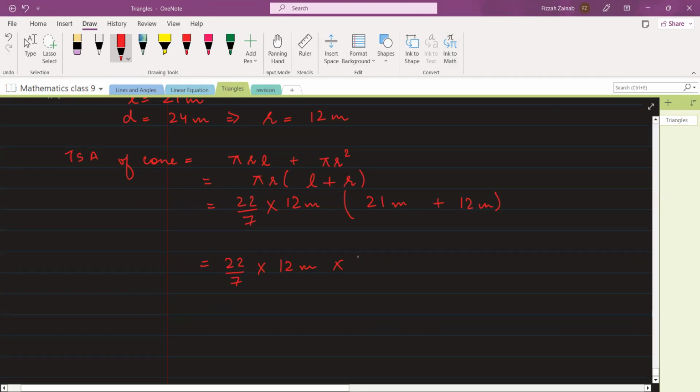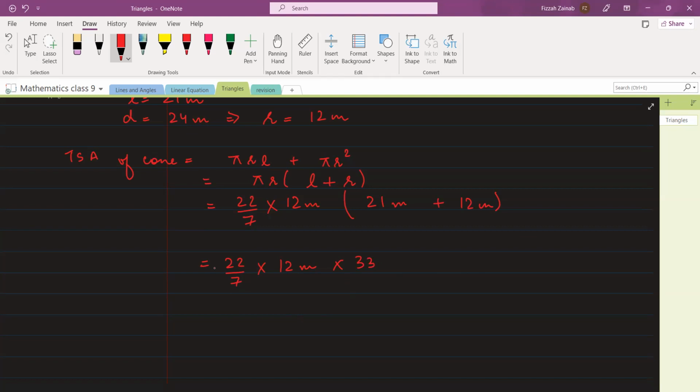33, fine. Okay, now nothing is divisible by 7, so you will have to multiply. Now, can you just multiply the numerator and tell me what you are getting? This will be in meters, so the answer will be in meters square. Now multiply 22 into 12, then into 33.